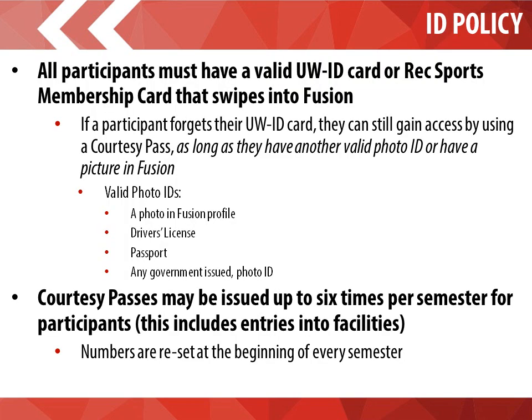All participants must have a valid UW ID card or recreational sports membership card that swipes into Fusion. If you or a participant forgets their UW ID card, they can still gain access by using a courtesy pass, as long as they have another valid photo ID or have a picture in Fusion. If their picture is in Fusion, or they have a driver's license, a passport, or any other government-issued photo ID, they will go ahead and get a courtesy pass.